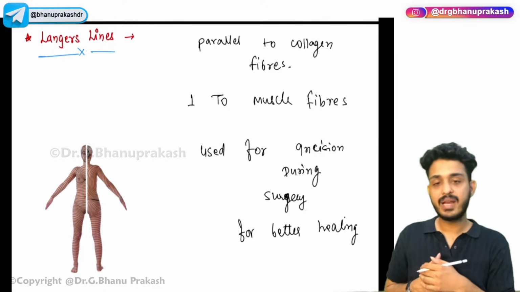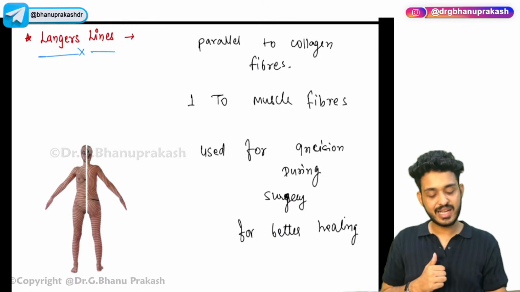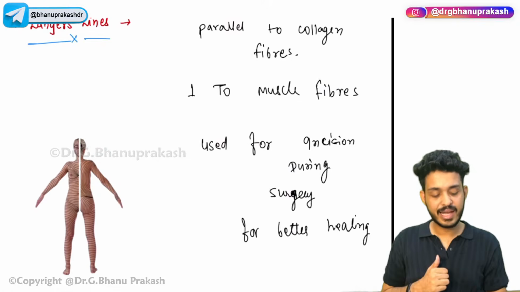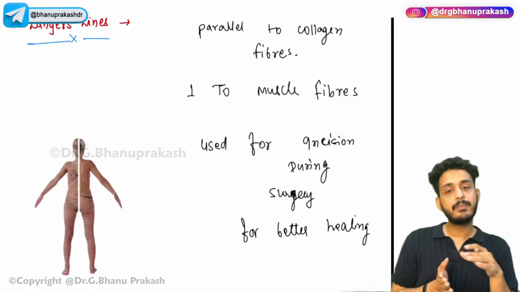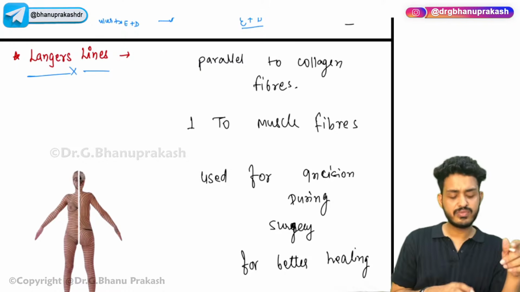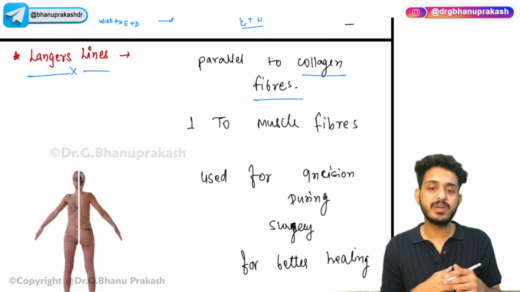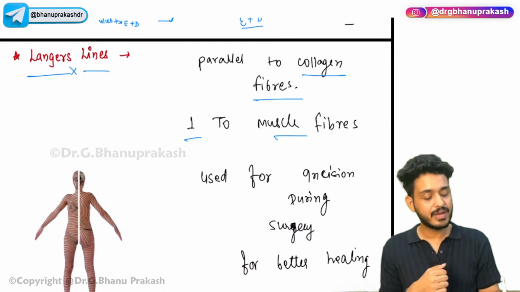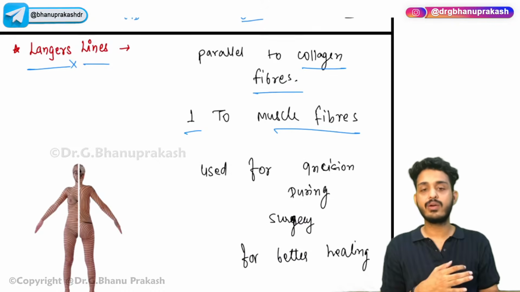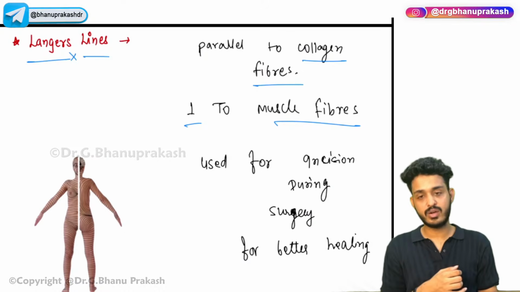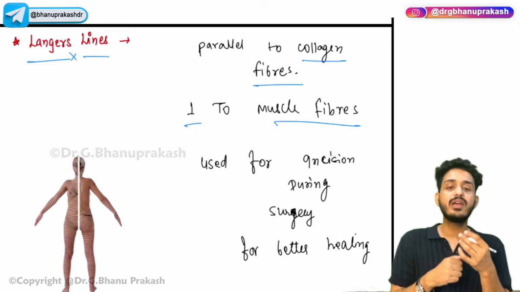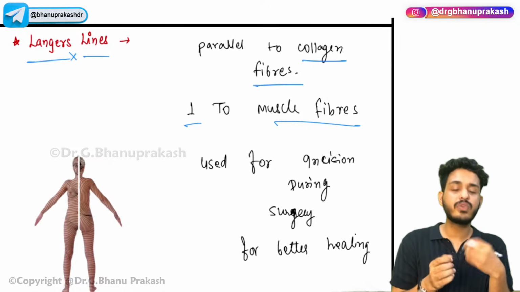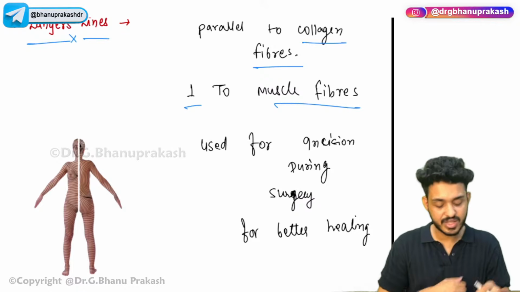Okay, these are some lines they are asking questions on. So these are your Langer's lines. First thing, they are parallel to collagen fibers and perpendicular to muscle fibers. When you are going to your OT, in your OT you will be finding these types of charts, and they are used for incision for better healing. These are your Langer's lines, not Langerhans.